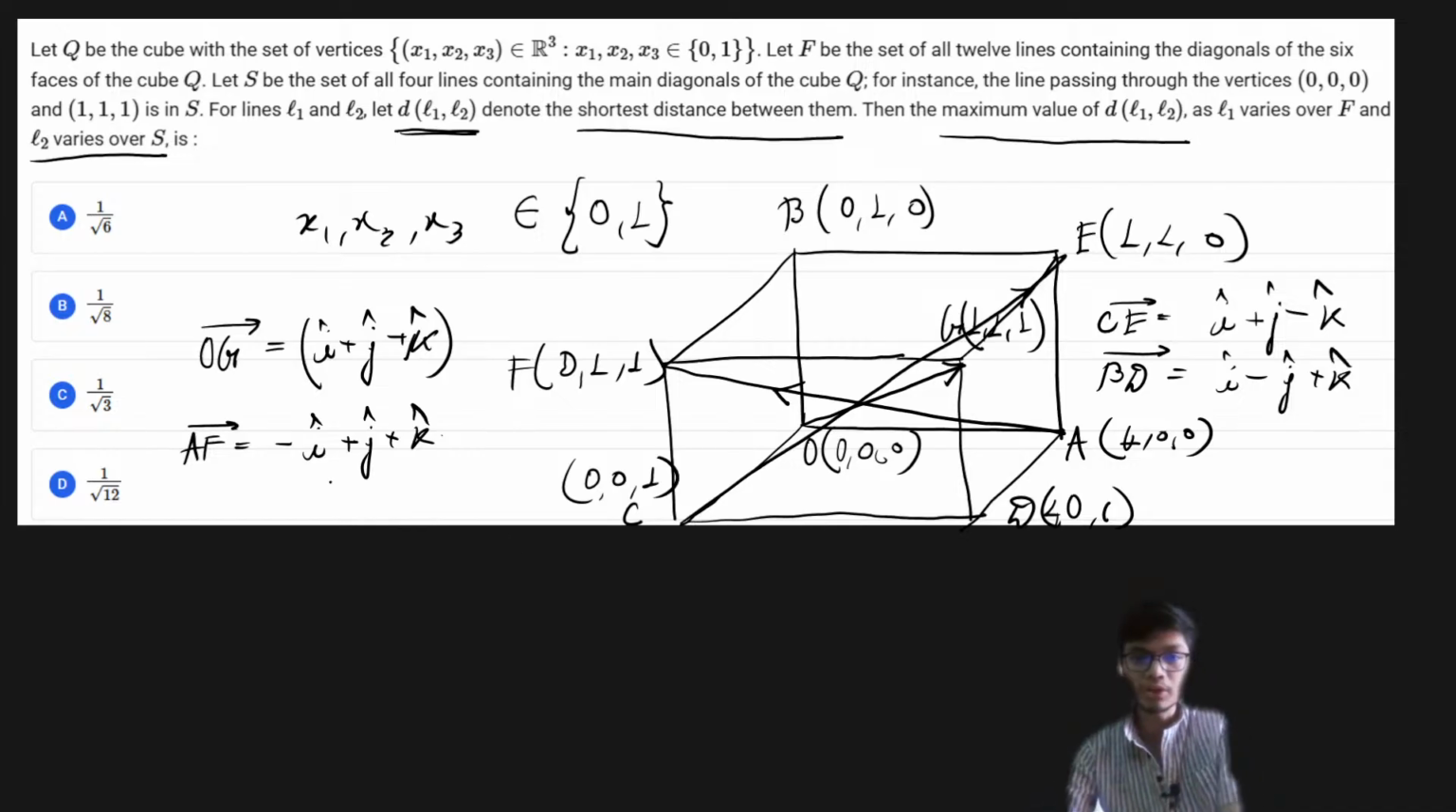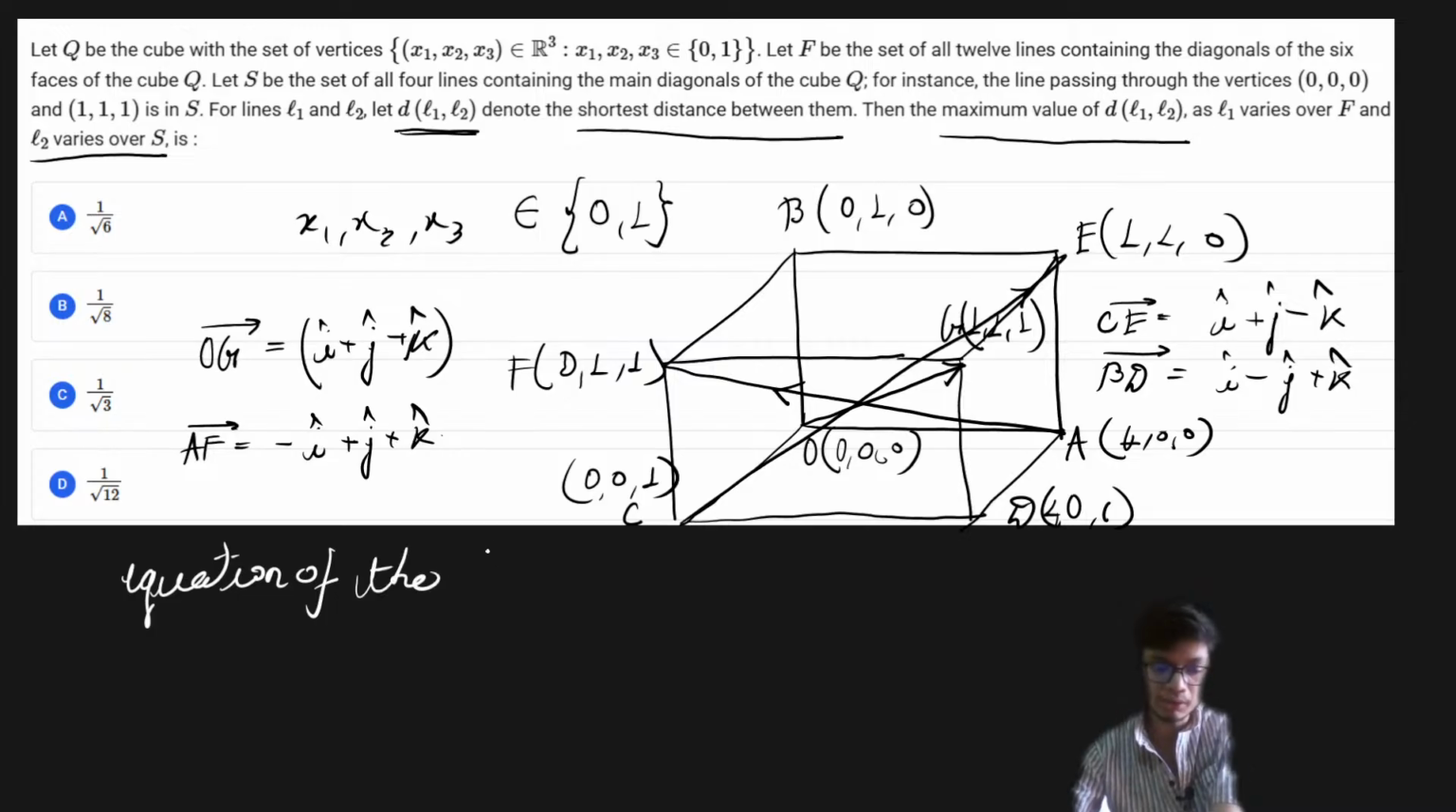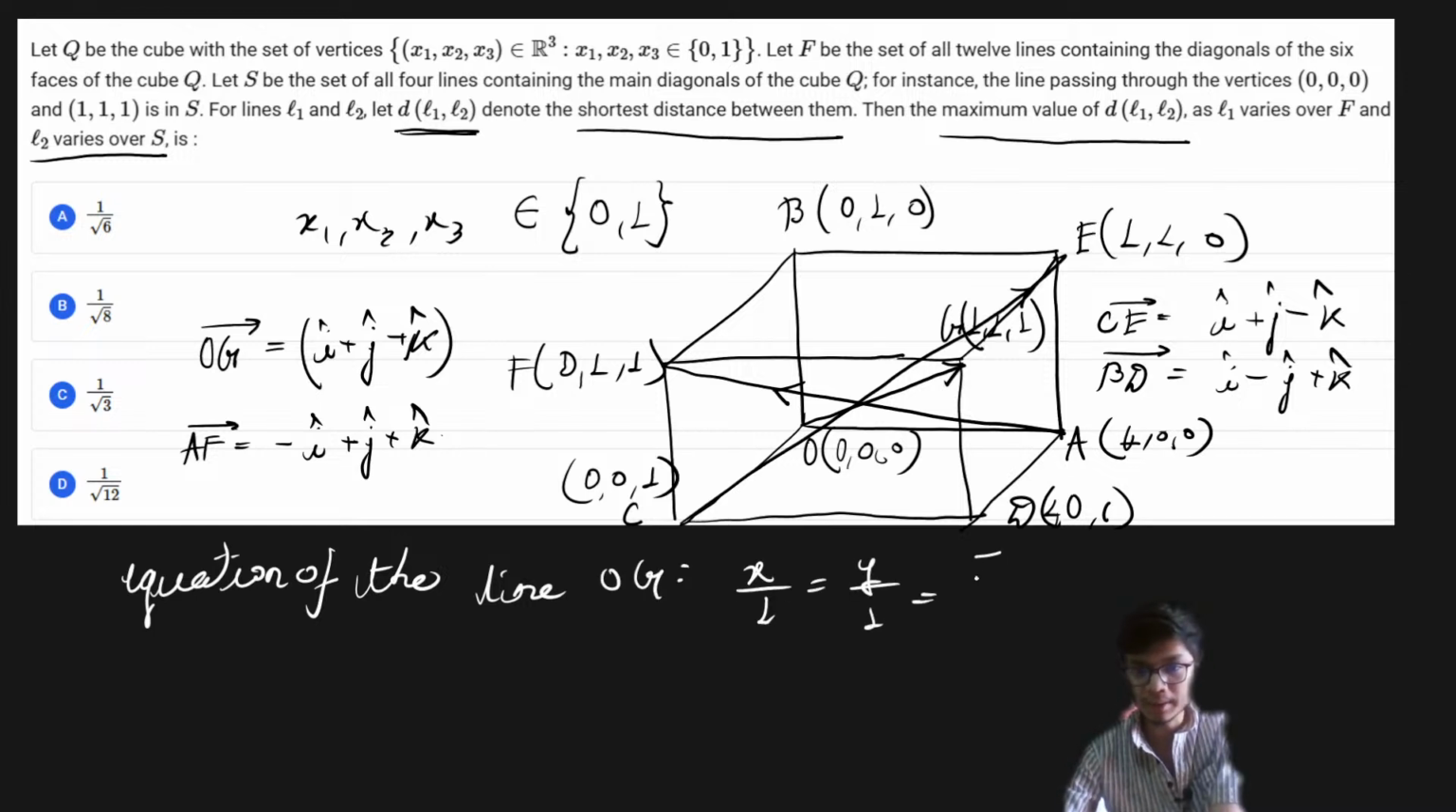Now, from these direction ratios, if I want to write the equation, I'm using the concepts from 3D geometry. So the equation of the line OG can be given as x upon 1 is equal to y upon 1 is equal to z upon 1, right? And similarly, if I want to write the equation of the line AB, that is a face diagonal, and this is the cube diagonal, right?